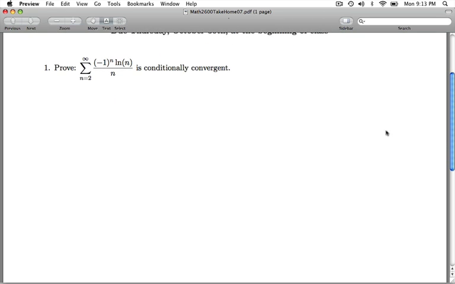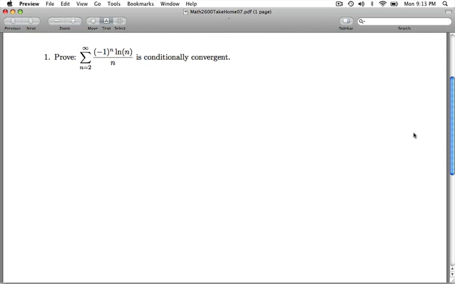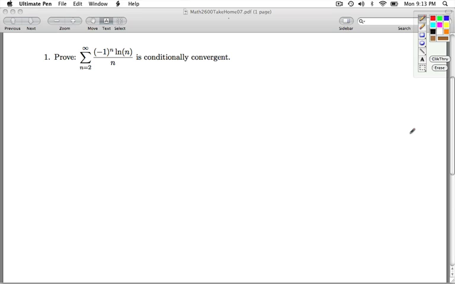We're asked to prove that a series is conditionally convergent. So we have to remind ourselves, what does it mean to be conditionally convergent? To be conditionally convergent, we have to show that the series as given converges, but that the series obtained from its absolute values diverges. Okay, so let's prove that the series itself converges.